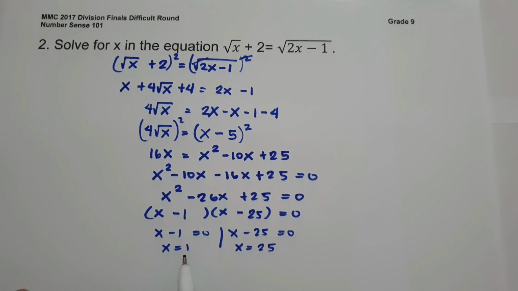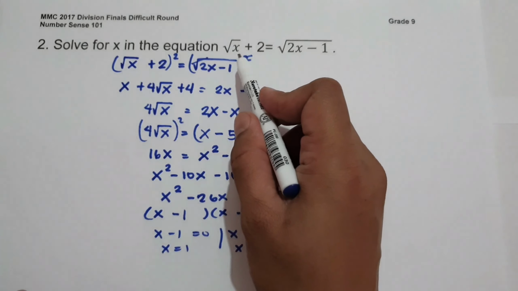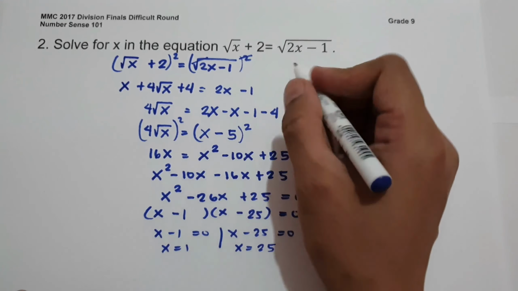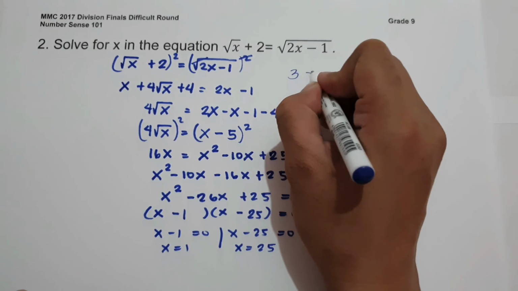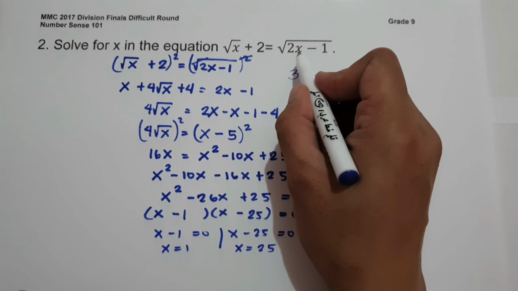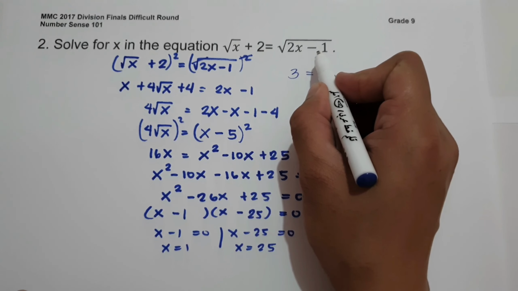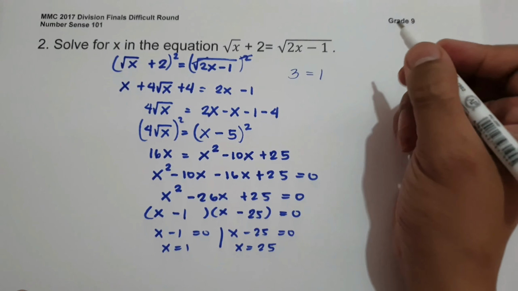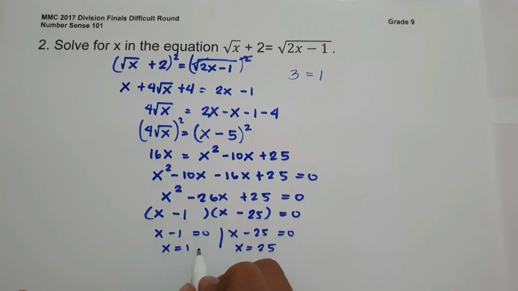So if we are going to substitute 1 on the given equation, it will give us square root of 1, that is 1, plus 2, that is 3. And then 2 times 1, that is 2, minus 1, that is 1. And the square root of 1 is 1. So therefore, 1 is not included in our solution.